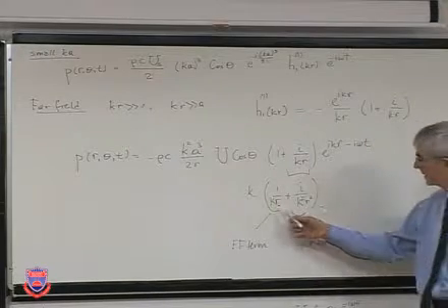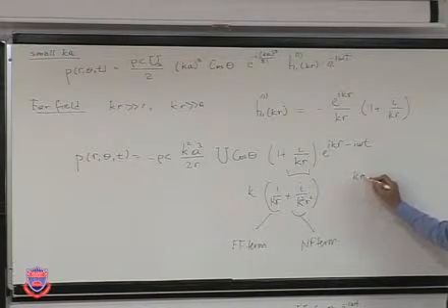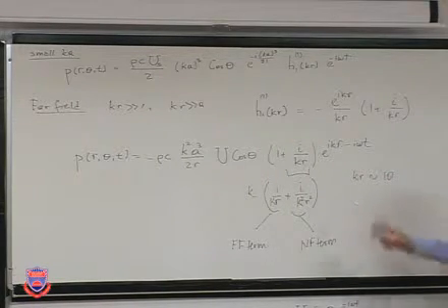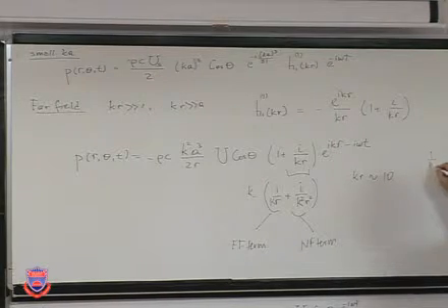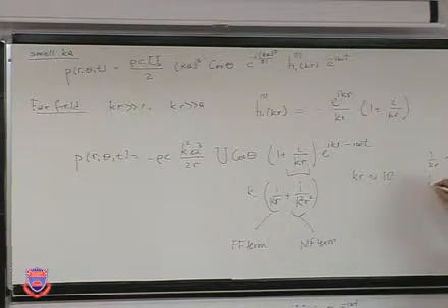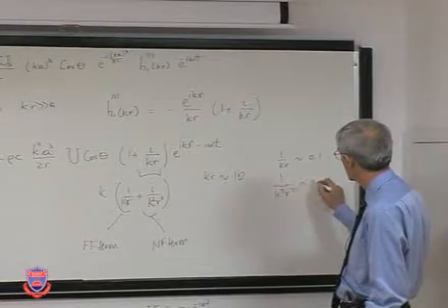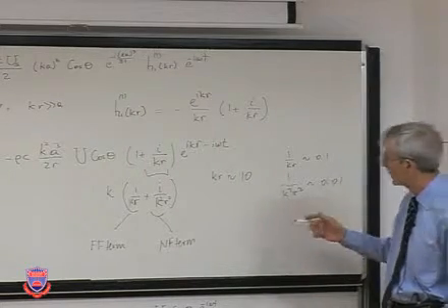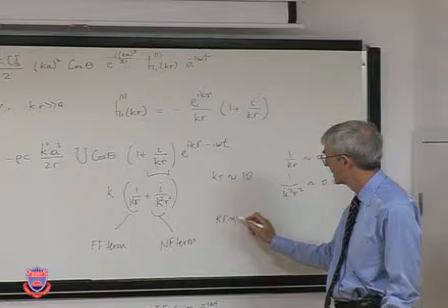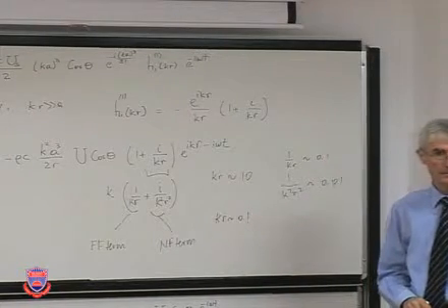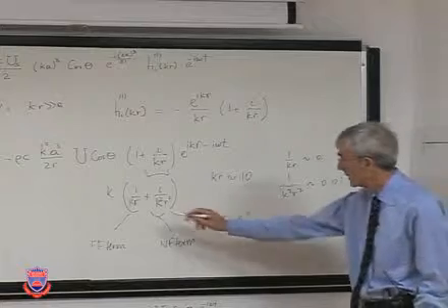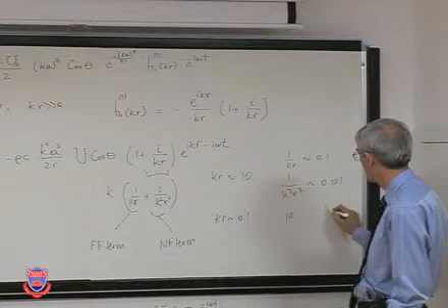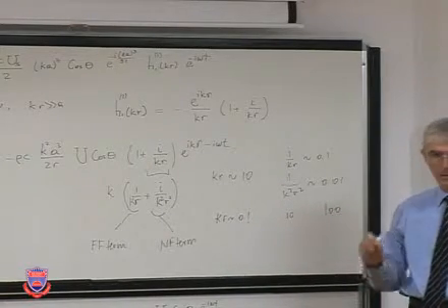Why is that? Think about Kr being about 10. Then 1 over Kr is about 0.1, but 1 over K squared R squared is 0.01. As opposed to if Kr is about 0.1: the far field term is approximately 10, and the near field term is approximately 100.